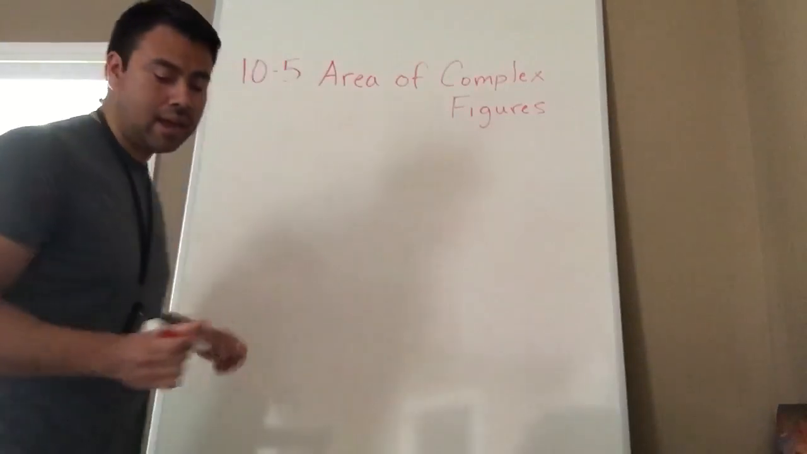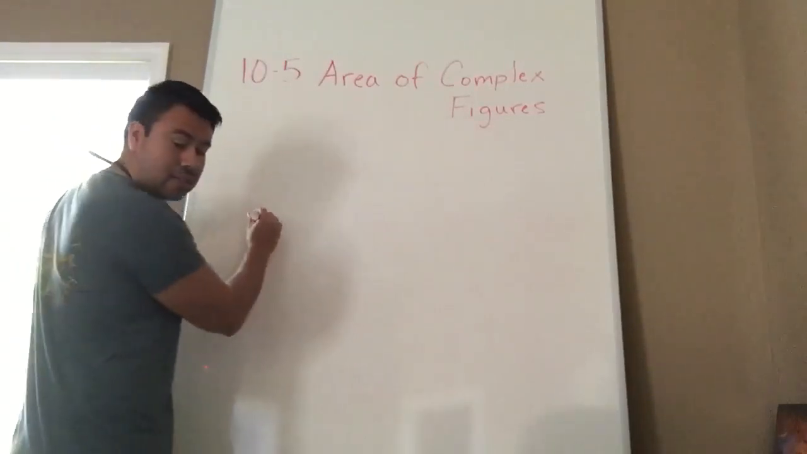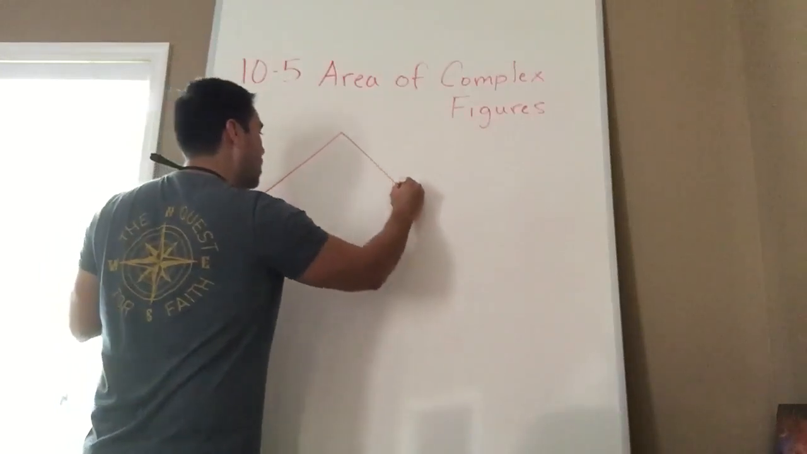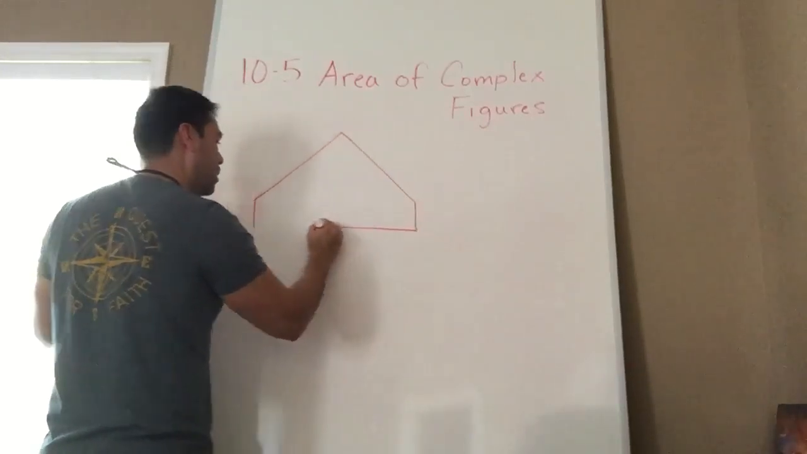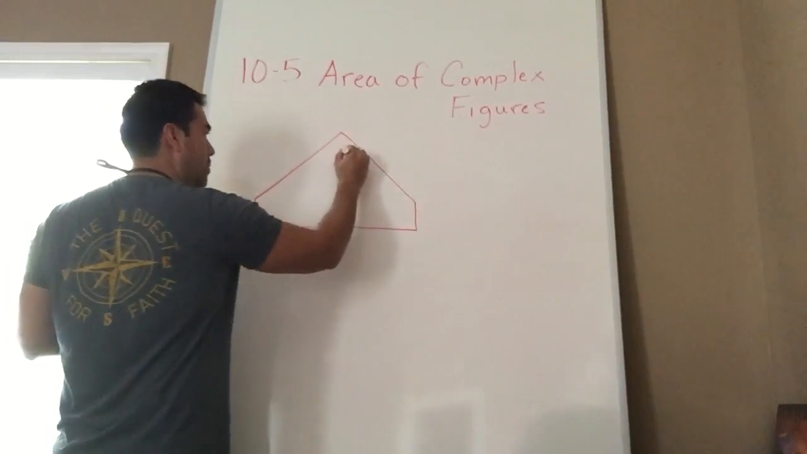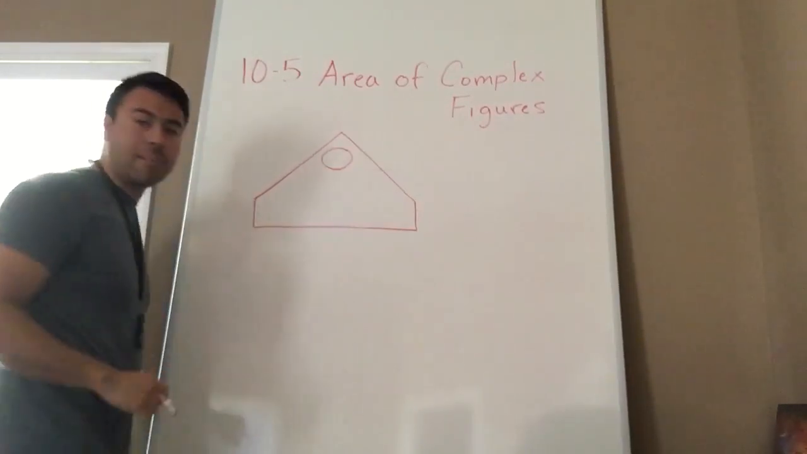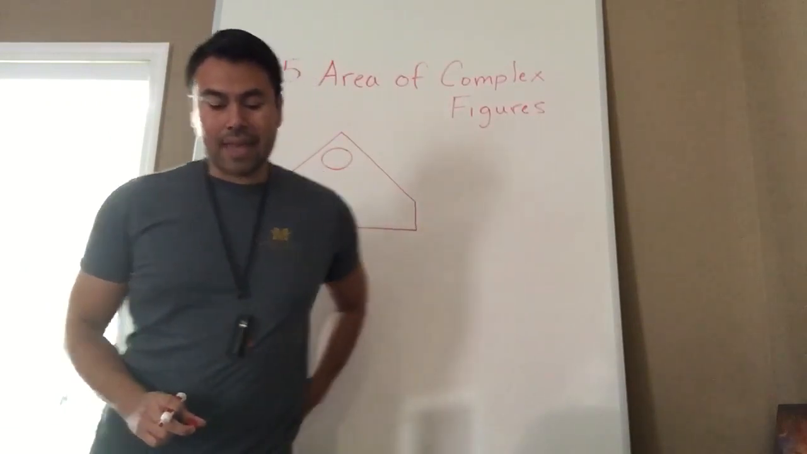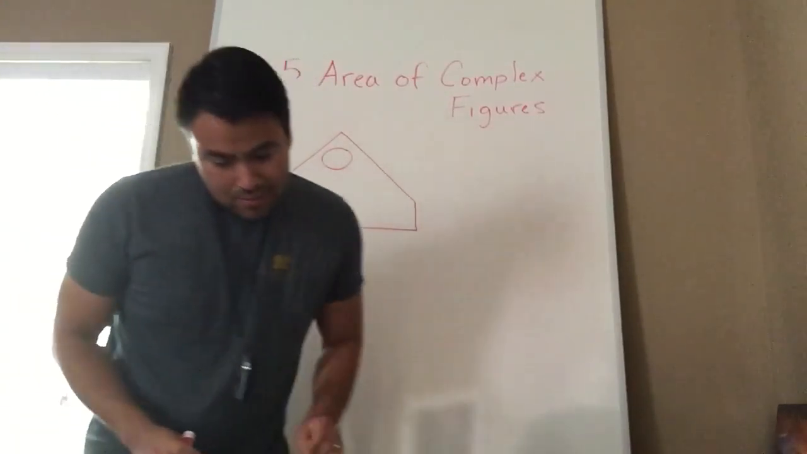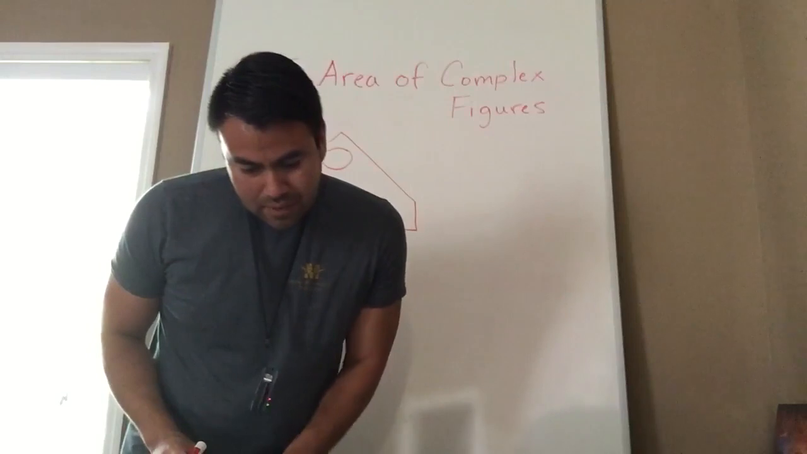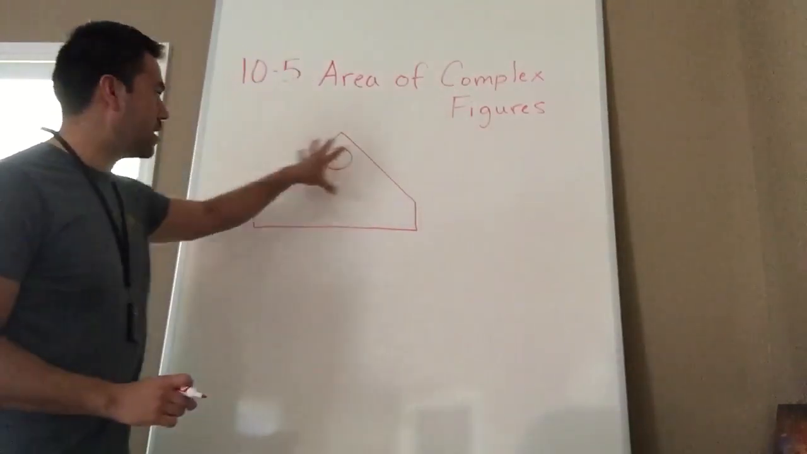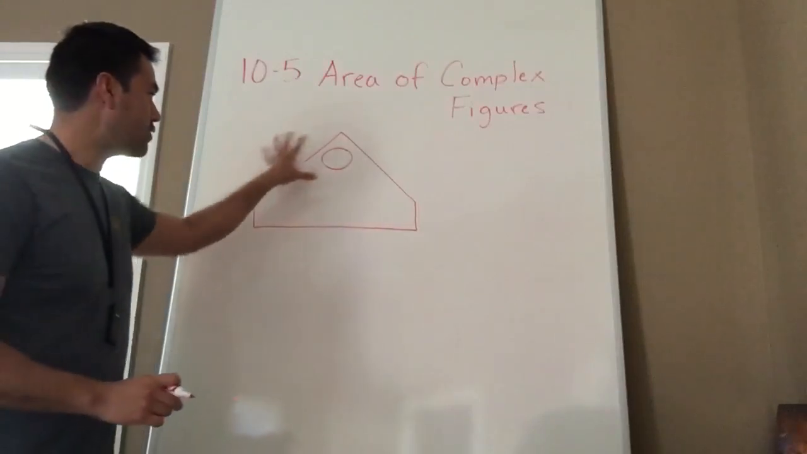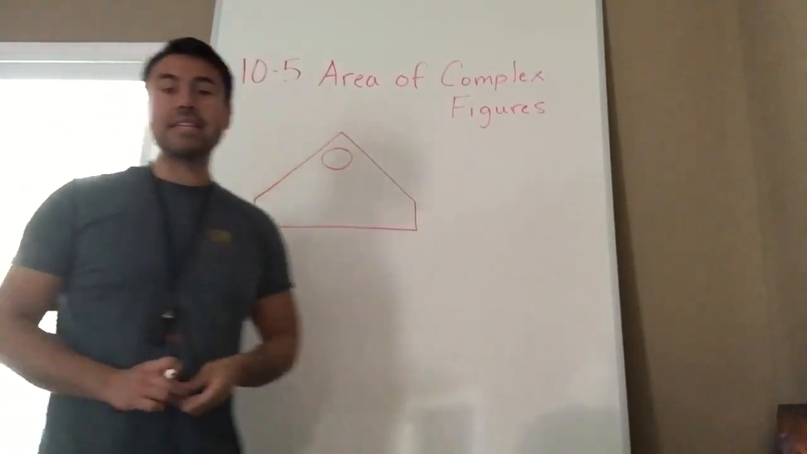Okay, so today we're going to be looking at figures such as this one. This one's a little bit complicated. It actually has a story problem to it. It's a sketch of an attic room, where they want to see whether they need to get paint for it and how much paint they need for that room.